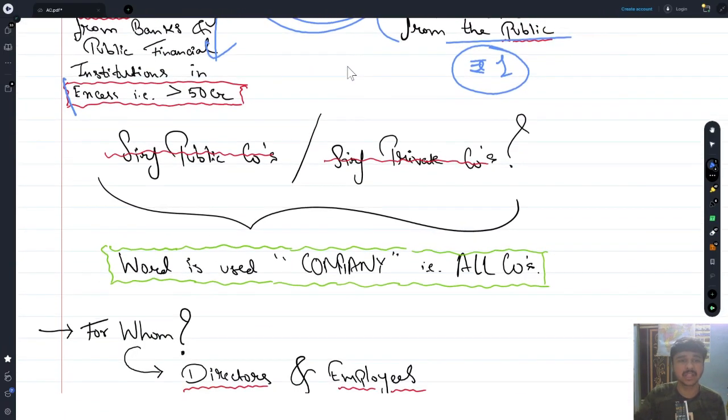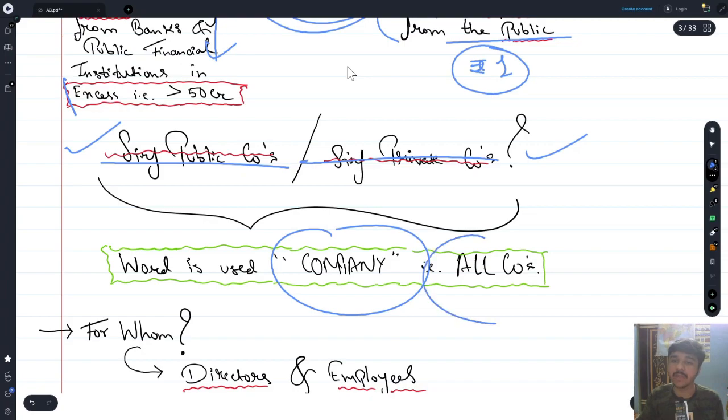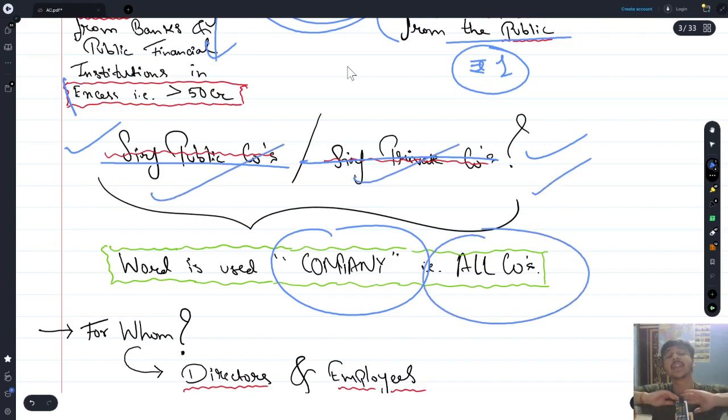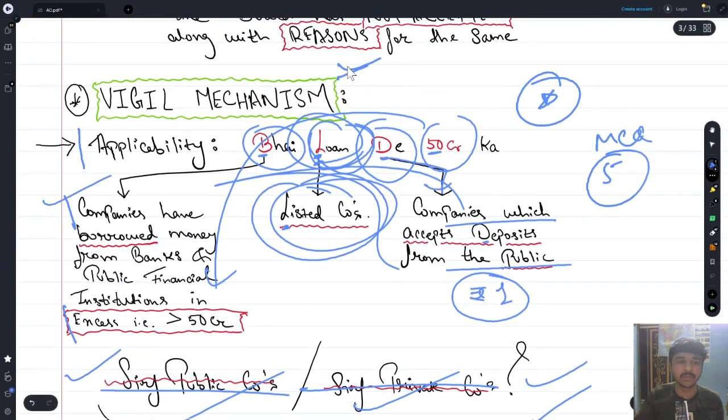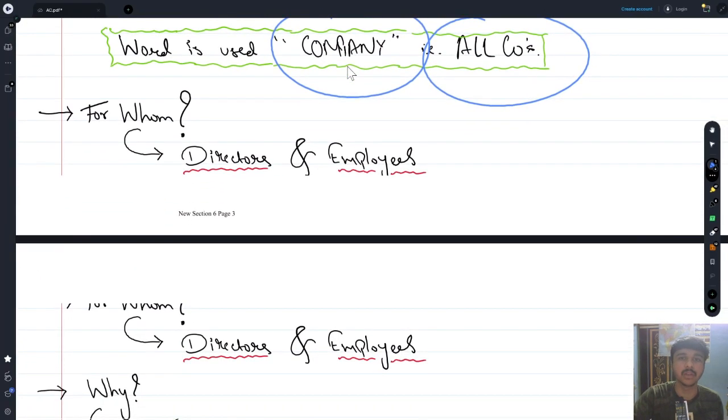Now comes this confusion, sir, whether only public companies or only private companies or only listed companies. No guys, it's neither public nor private. What is the word used? Company. So every company is going to be covered, even public, even private, even listed, everything. If it fulfills any one of these criteria, that is 50 crore of borrowings or listed or deposits acceptance, you have to form a vigil mechanism.